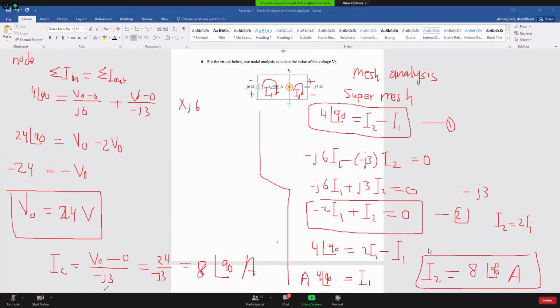And this is the same as this one. I2 is actually IC, the current going through the capacitor. So it was not even difficult, even the mesh analysis here. So those are the two techniques, and we will end this here.